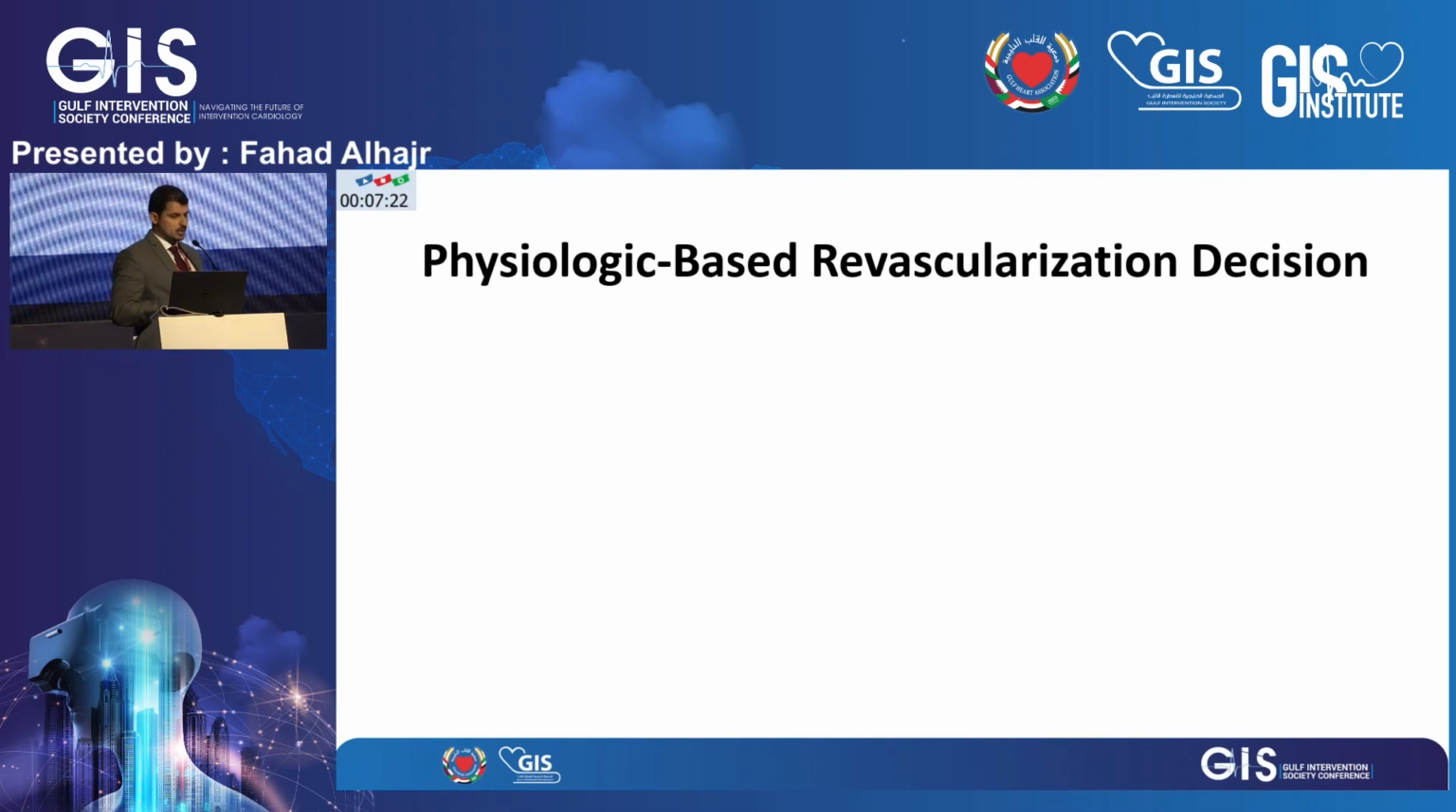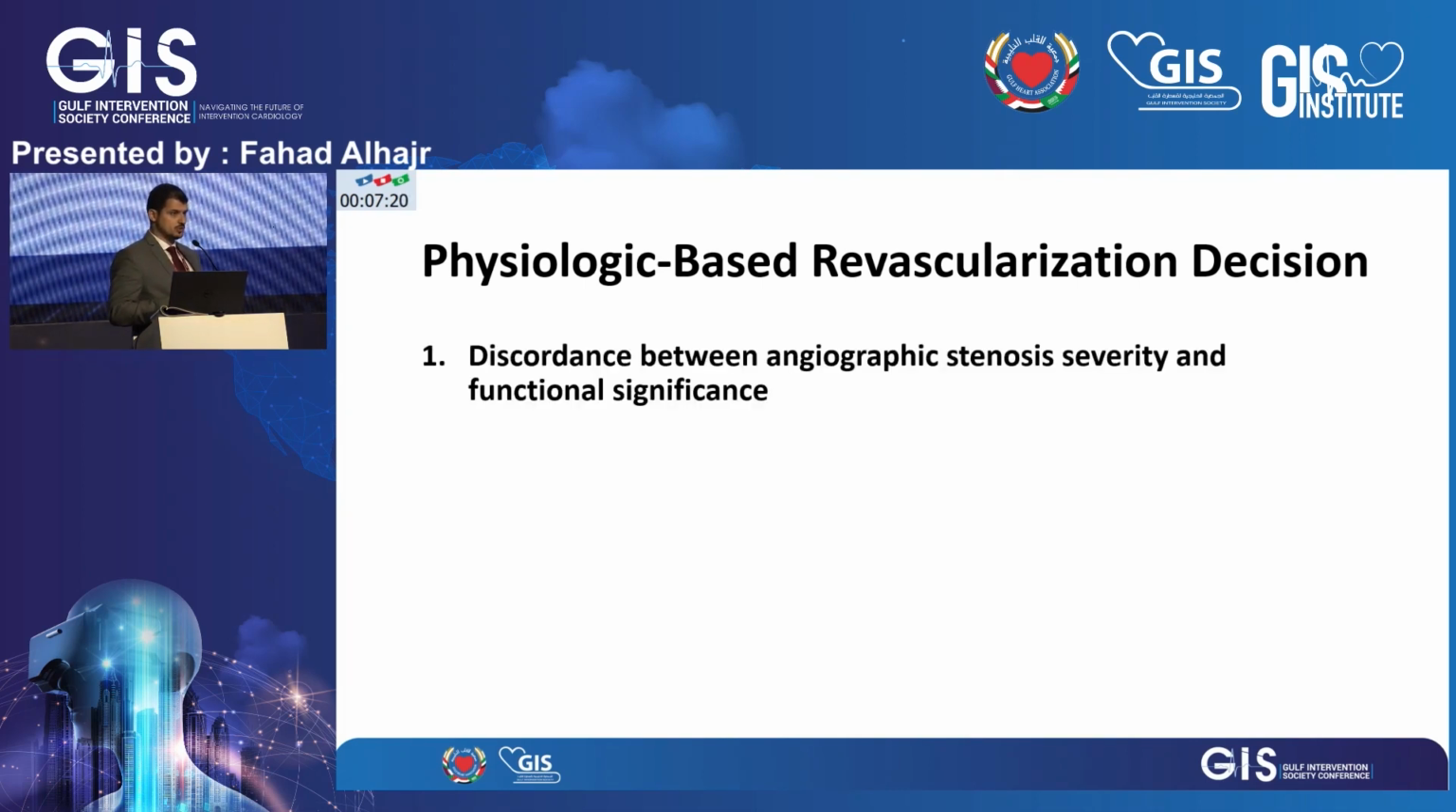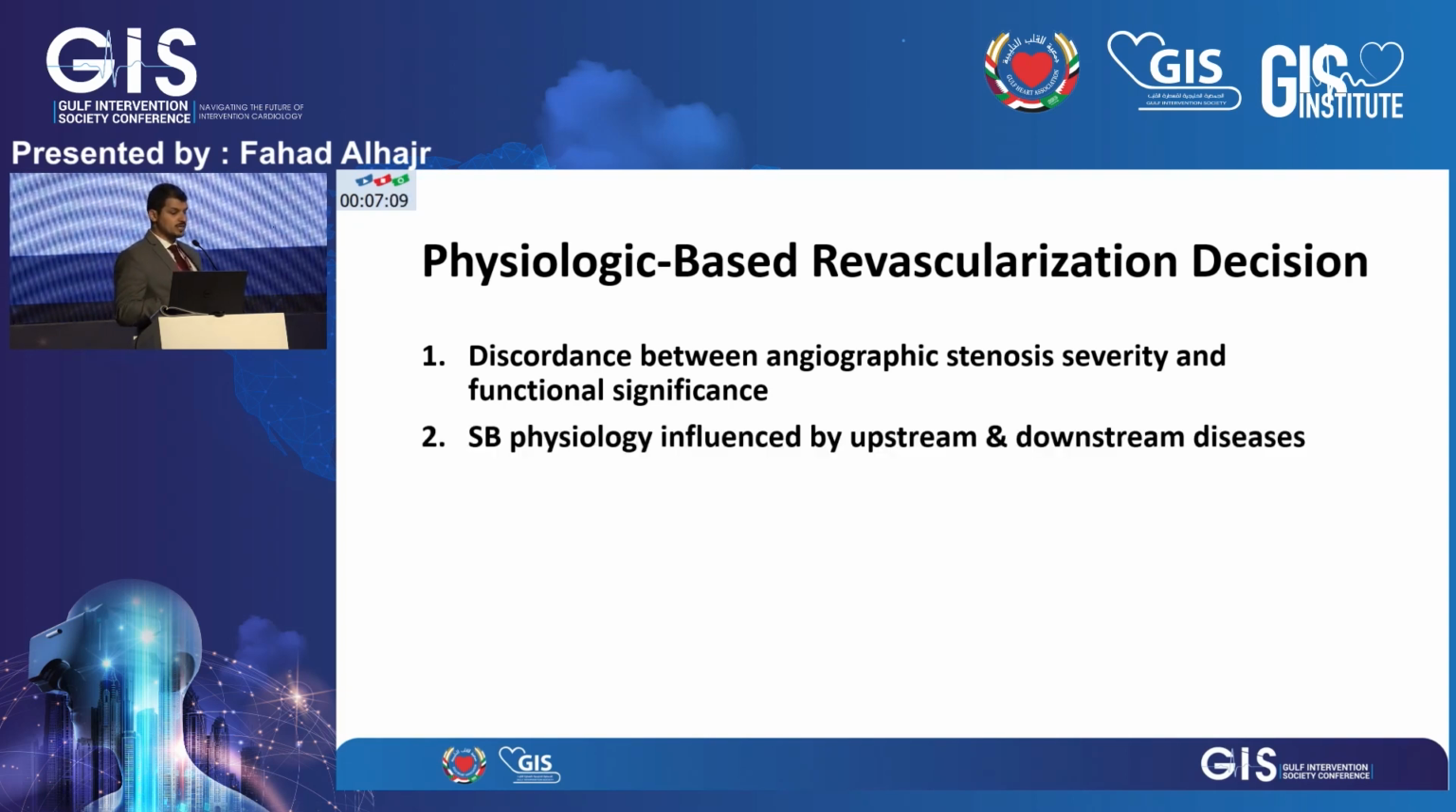So, physiology-based revascularization decision has three concepts that I want to discuss. The first one is the discordance between the angiographic stenosis and the functional significance. The second one is side branch physiology. When we do side branch physiology, it will be affected by the upstream and downstream disease. So we're not talking only about the side branch, but we are involving the main branch as well. The third concept is the pre-intervention physiology assessment.